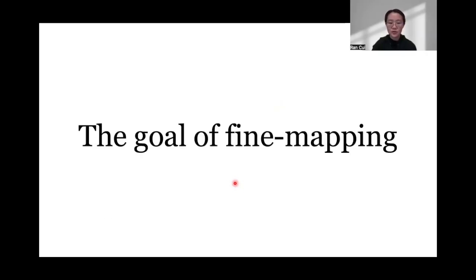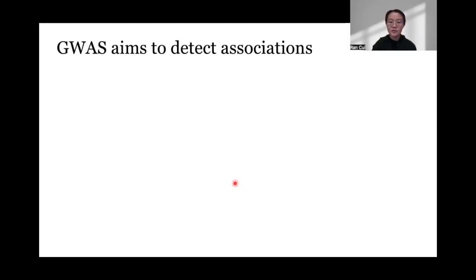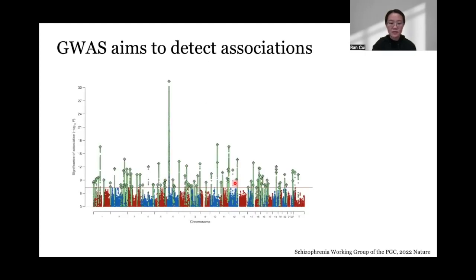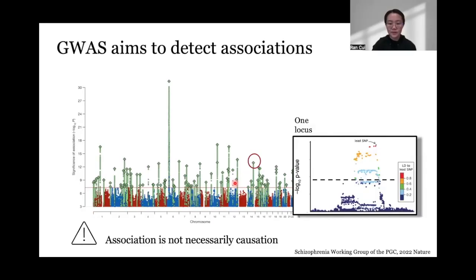So first, let's review the goal of fine mapping. In the first video, I talked about what fine mapping is, and I contrasted it with GWAS. They have very different goals, but they're related. A GWAS scan is scanning the genome for any sign of association. And the goal is discovery, but not causal inference. Association is not necessarily causation.